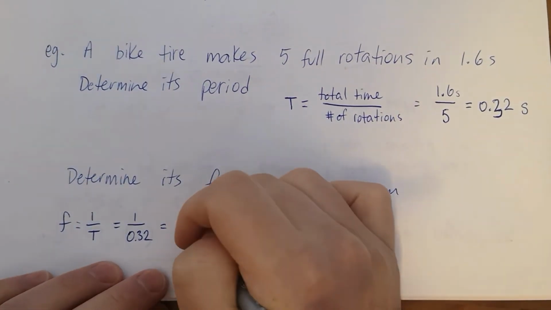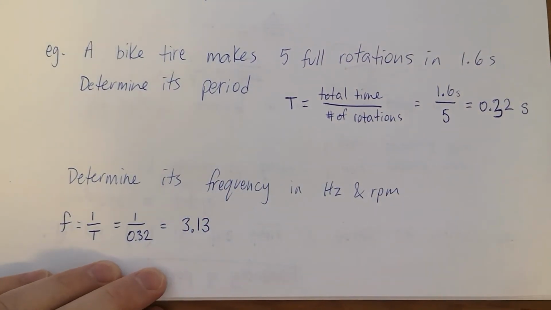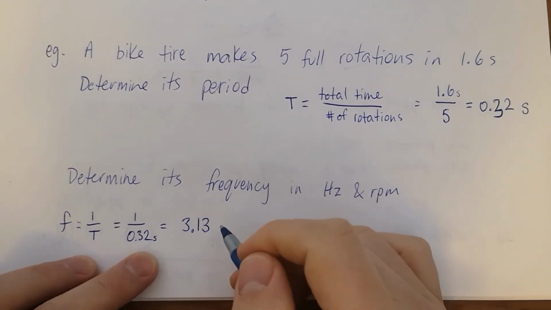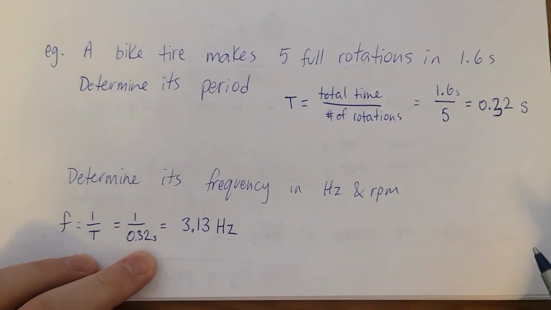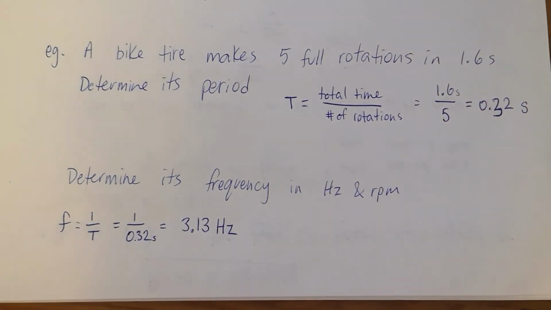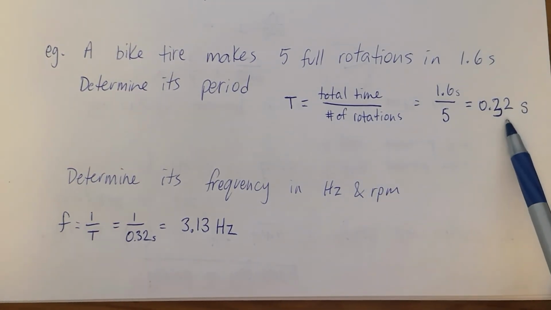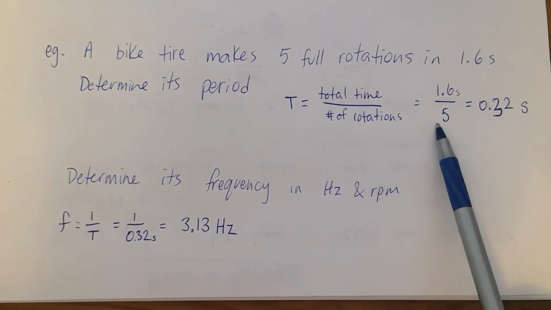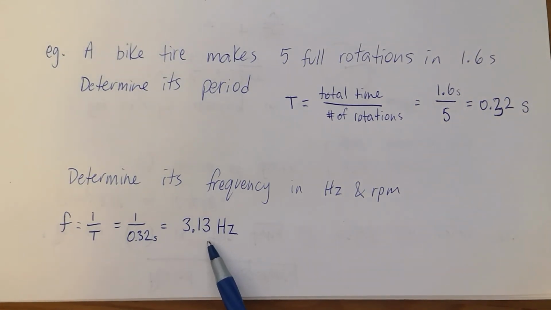I get an answer of 3.125 that I'll round. Alright, so if the time is in seconds, our frequency comes out in hertz. Okay, so again, the period, this is how much time it takes to go around. So every 0.32 seconds, the bike tire goes around. This tells you that in 1 second, the bike tire can go around 3.13 times.